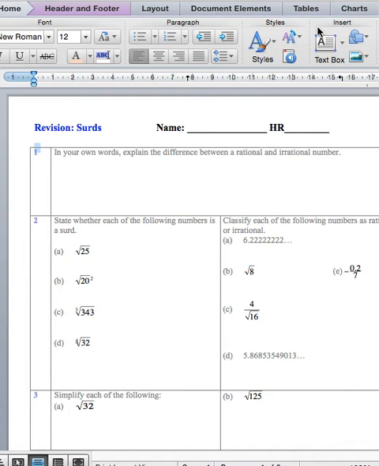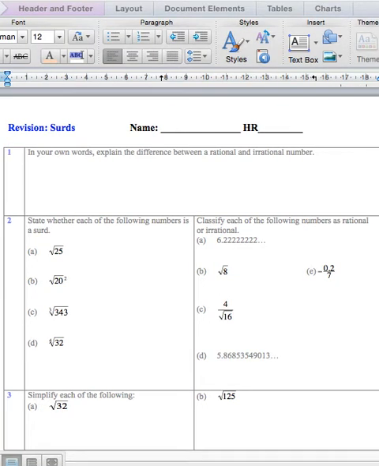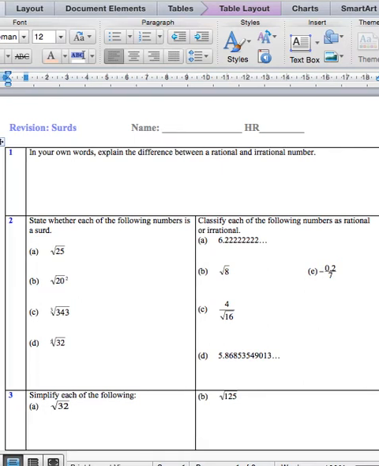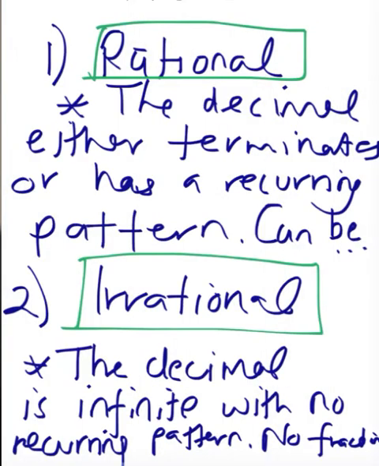Hi, this session is on our Surd revision. So just going over all of the questions on that revision sheet. With the first question, it asks us to explain the difference between a rational and irrational number, okay? And there are basically some important keywords or points that we need to write down to show the difference between these two. So I've quickly written up my own understanding of this.